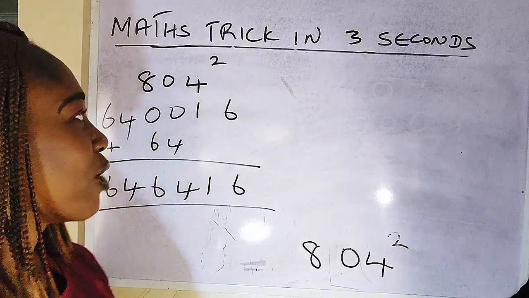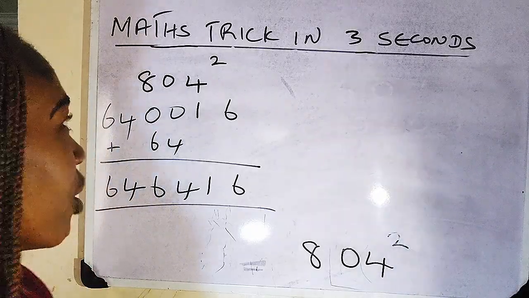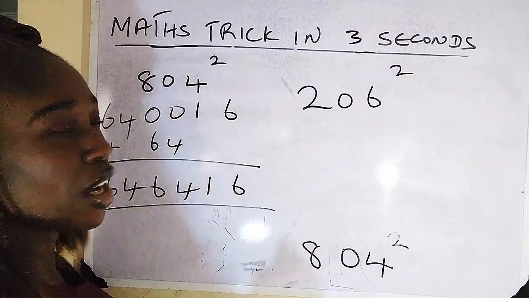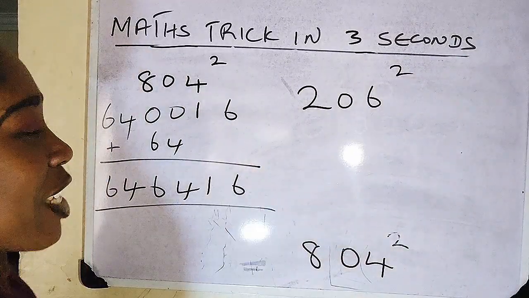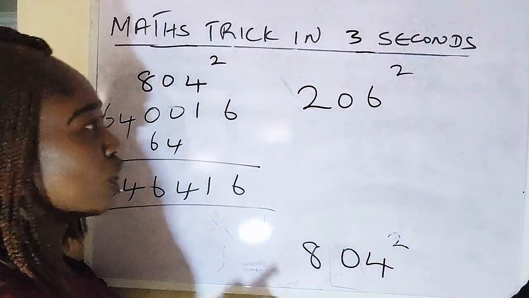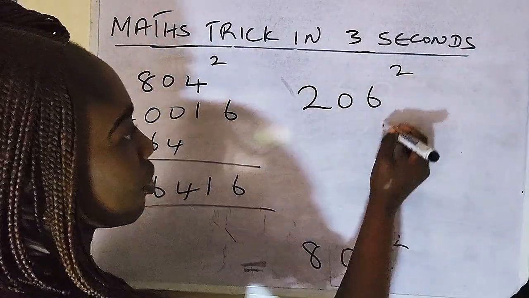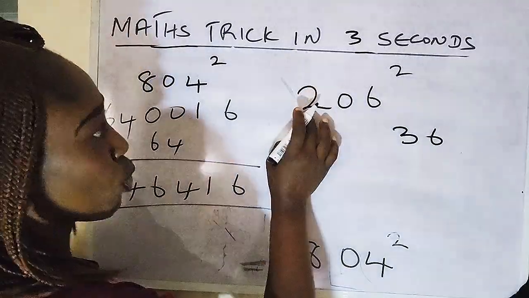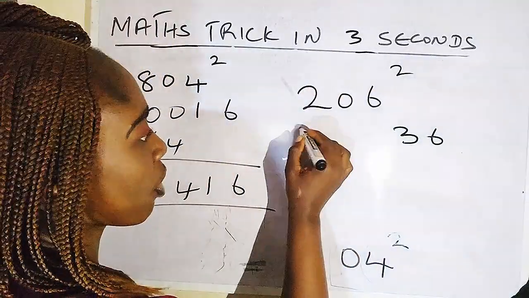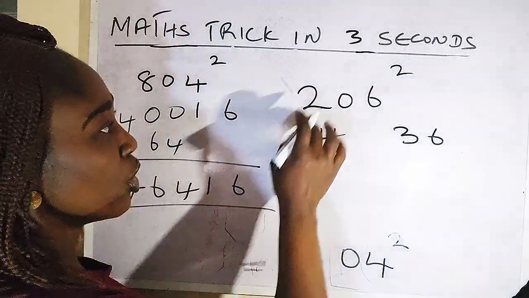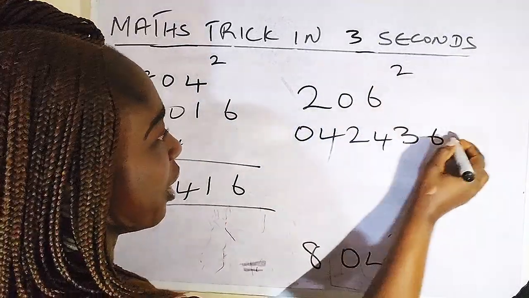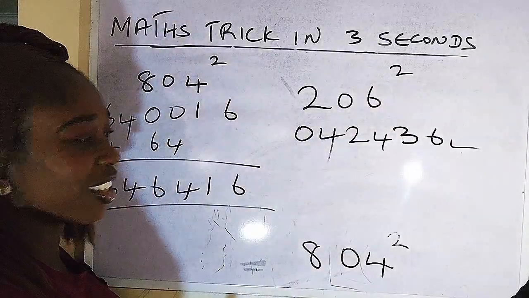So the next method, method number 3. We're still looking at 206 raised to the power 2. This is the fastest and the easiest method. Just square your 6. 6 raised to the power 2 is 36. 2 raised to the power 2, 4. 0 4. 2 times 6, 12, times 2, 24. And this is the answer.